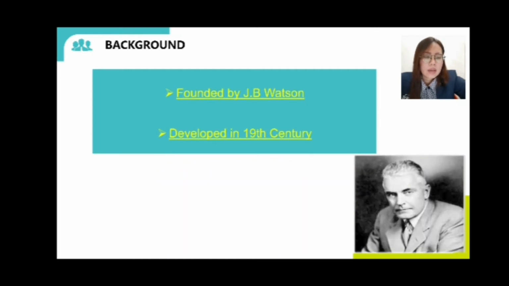Next is the background of this theory. This theory was founded by J.B. Watson. It is basically a psychological theory in its essence. It's actually a theory of native language learning, advanced in part as a reaction to traditional grammar. J.B. Watson considered the emphasis on the natural science method.